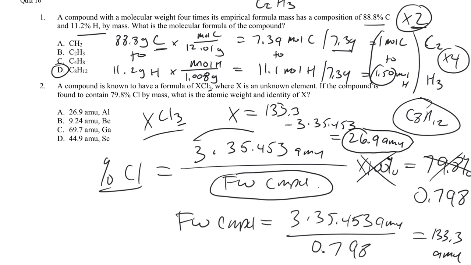So then we just go searching the periodic table for an element that has that mass, and that would be aluminum. Now it also makes sense because aluminum forms a 3 plus, chlorine a minus, so it even makes sense that the formula would be AlCl3.